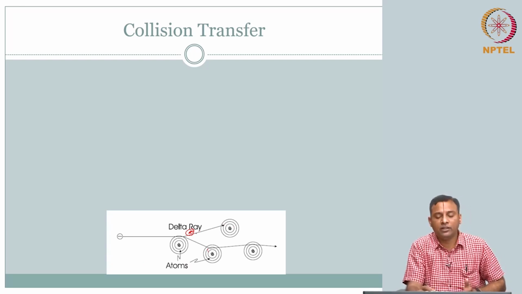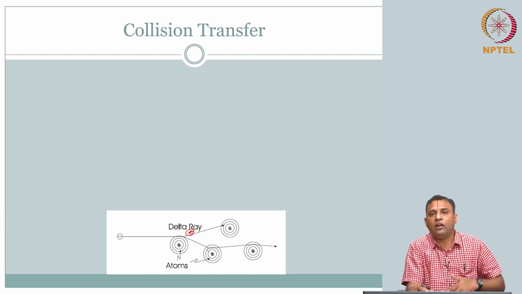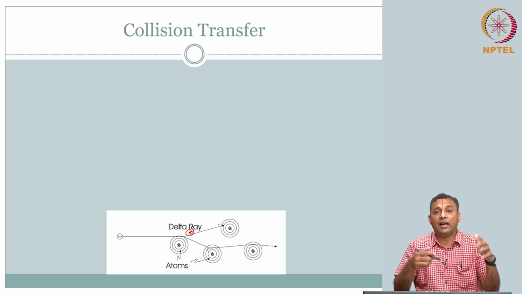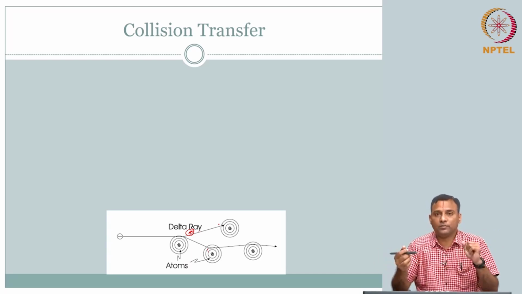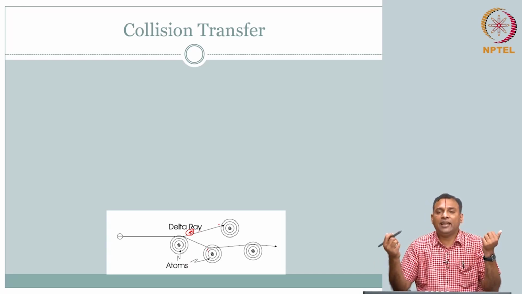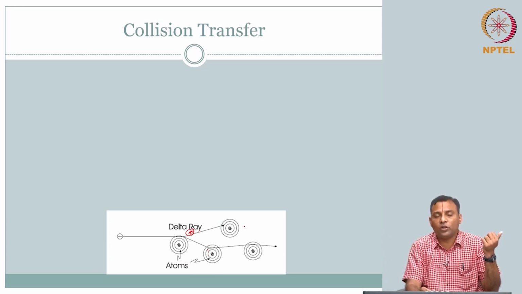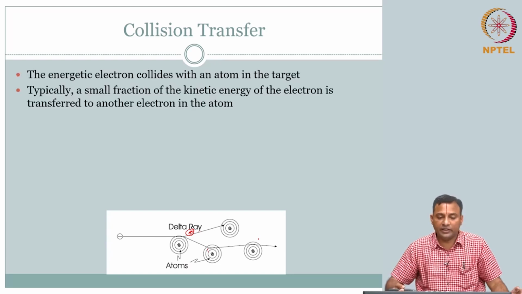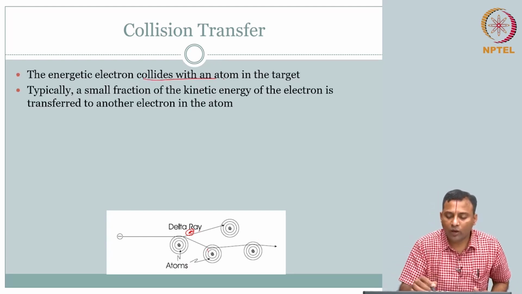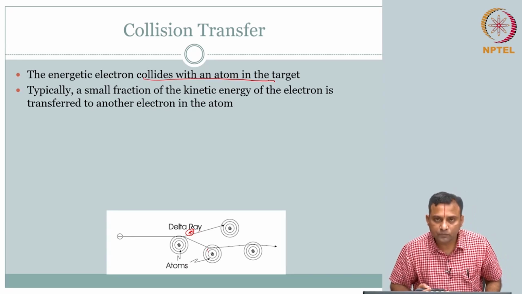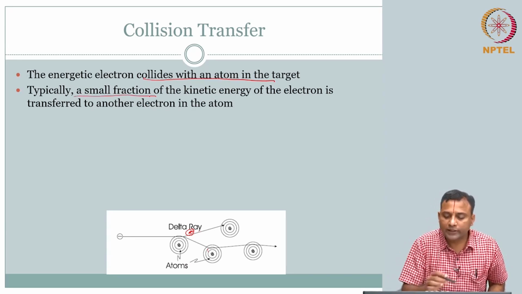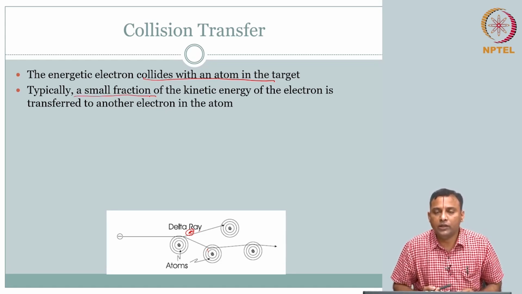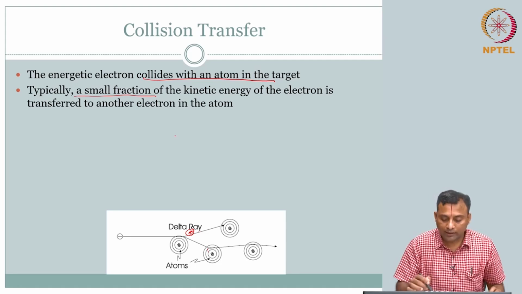The same interaction can now undergo collisional or another delta, depending on the energies involved, another delta and so on and so forth. But essentially the idea is that even here it is going to be mostly collisional. So, nothing much happens, only heat is generated here. The energetic electron collides with an atom in the target, and only a small fraction of the energy is transferred.